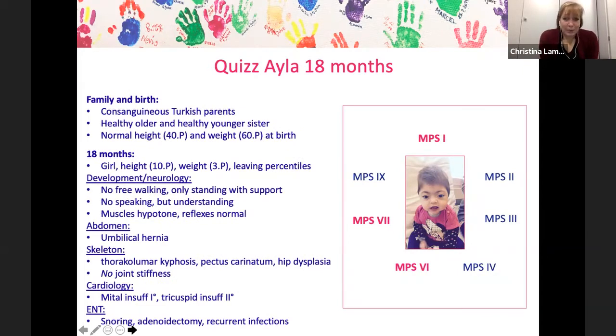So let's say now, what do we have in our ranking? Which type of MPS could it be? It could be an MPS 1 for sure because of the musculoskeletal involvement and the coarse face. She could be an MPS 7. It's extremely rare, but we should exclude it in any case because the symptoms are fitting. And it might be an MPS 6 patient because also here the symptoms are fitting as well.